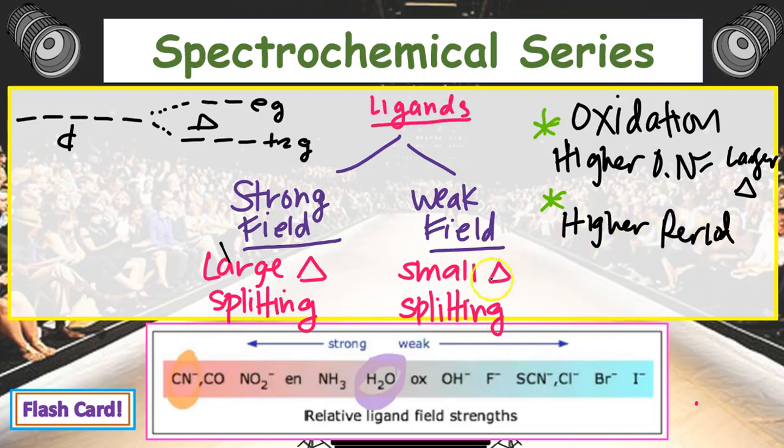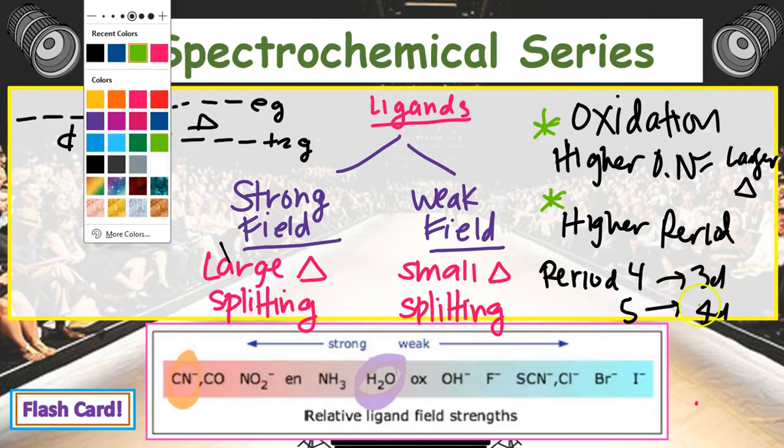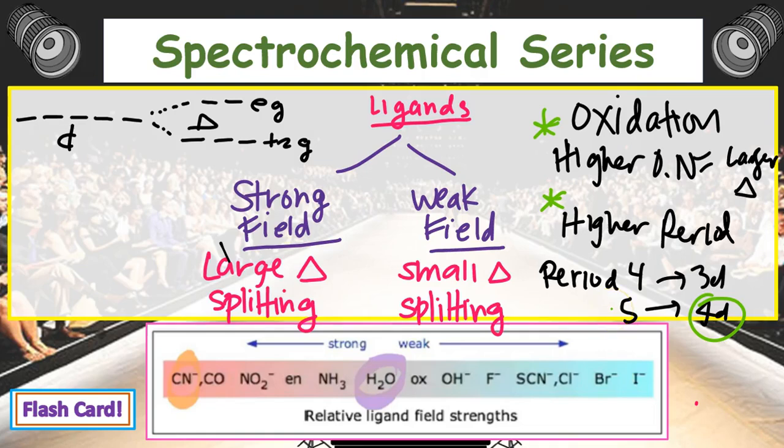Also, we can say that a higher period matters as well. Say we have two metals with the same ligands and even the same oxidation number. How do we distinguish them? We have to think of the period they're in. Say one is in period 4, which has 3d orbitals, versus period 5, which has 4d orbitals. Down the period, the 4d orbitals are going to have a more positive nucleus, which means they want to attract the ligands more. When they attract the ligands more, it means more repulsion, and more repulsion means more splitting, which means a larger crystal field splitting energy.